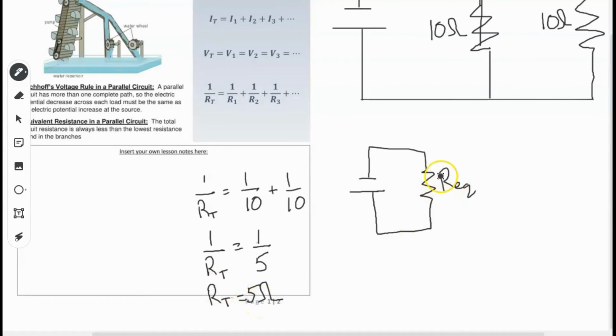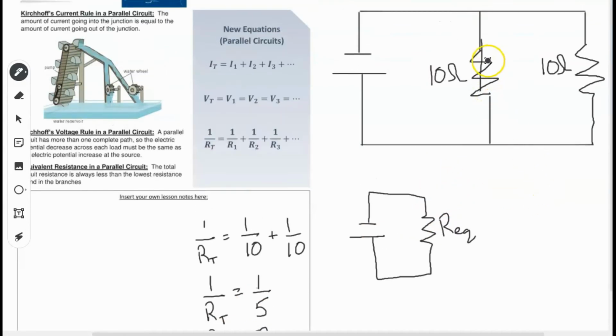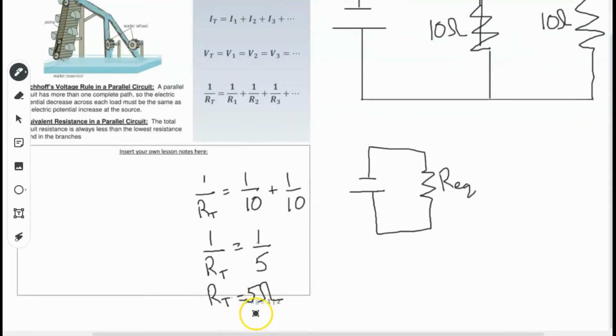So we now have less resistance. Imagine we didn't have this second resistor. The total resistance in the circuit would be 10. If we added another load in parallel with the exact same resistor, now your total resistance in the circuit is 5. It decreased, meaning you have more current running through there. And that can be dangerous.